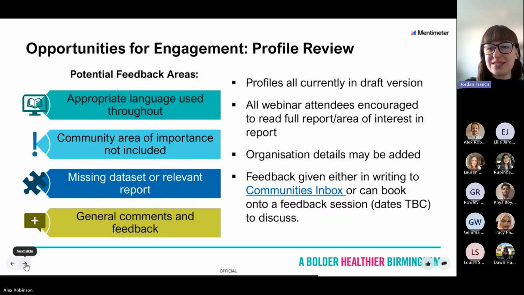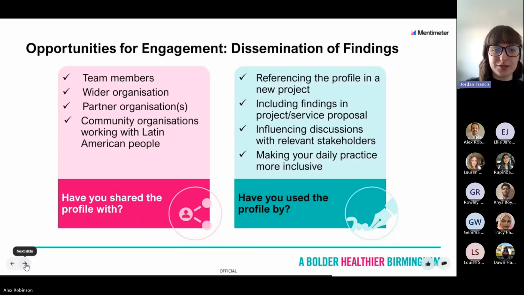Now, there are some opportunities for engagement following this webinar on sharing the profile and potential ways that we can use the profile and the findings in our work going forward. So, for example, sharing the profile, we encourage, if there's anyone that you know within your particular team, wider organisation, or any community organisations that work with Latin American people, we'd encourage you to read the report and share it with anyone who works in these spaces.